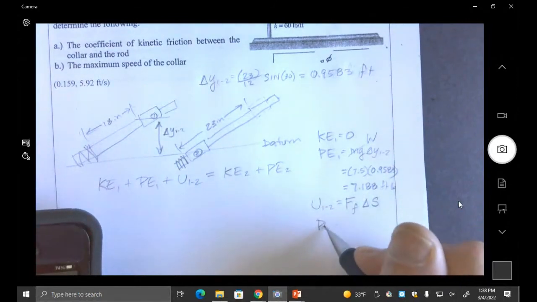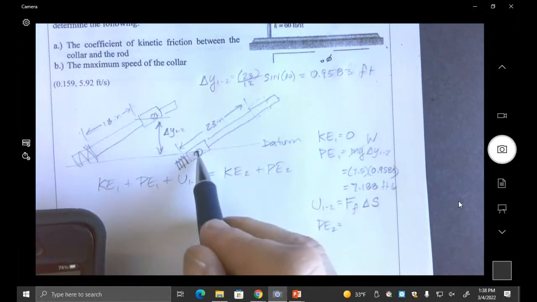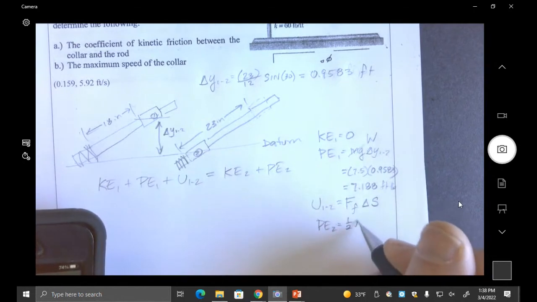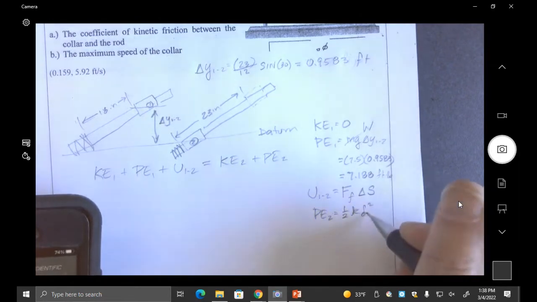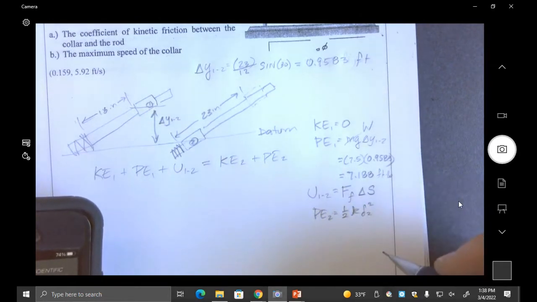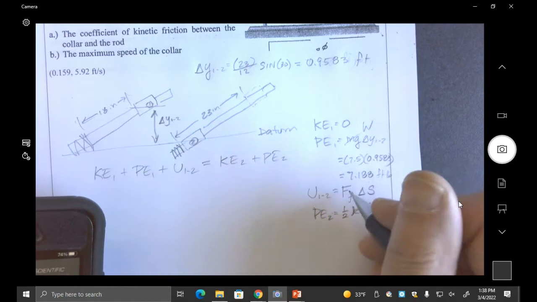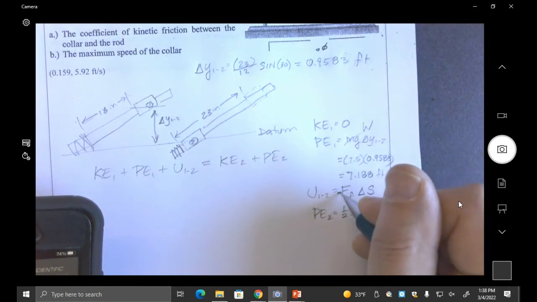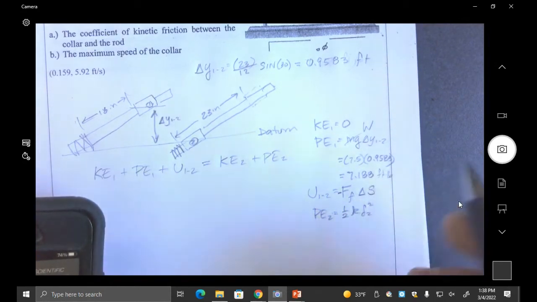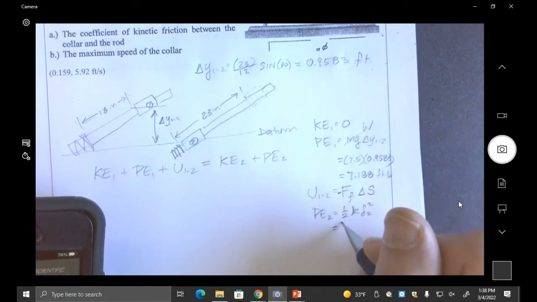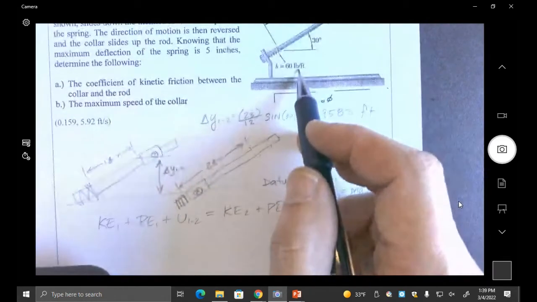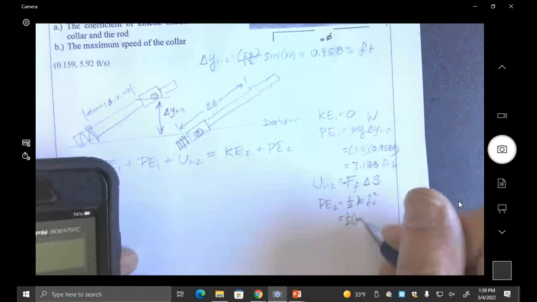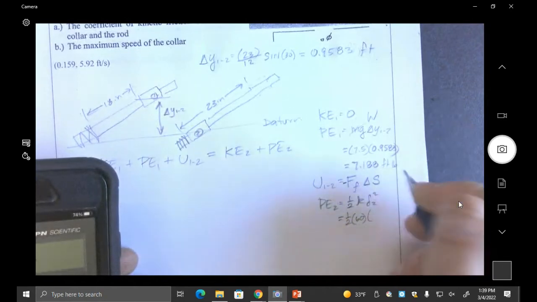The potential energy at state 2, it's at its datum, but this thing is going to be compressed by delta, I'll call it 2. You're absolutely right. It should be negative. So when we put it into there, make sure that's negative. Thank you. And let's see, the K they told us is 60 pounds per foot. And this better be turned into feet.